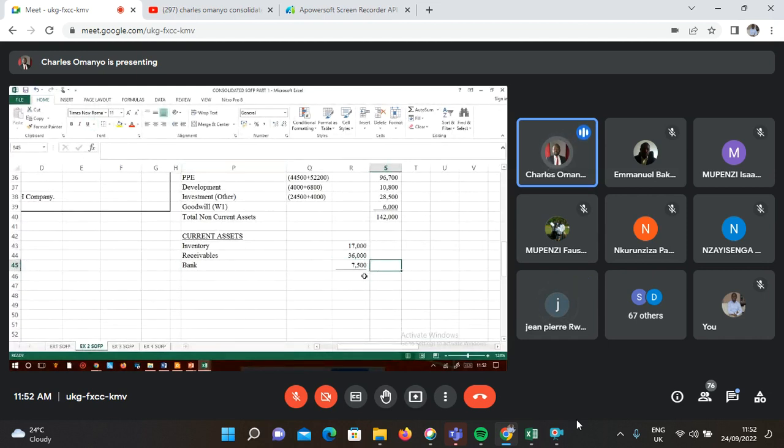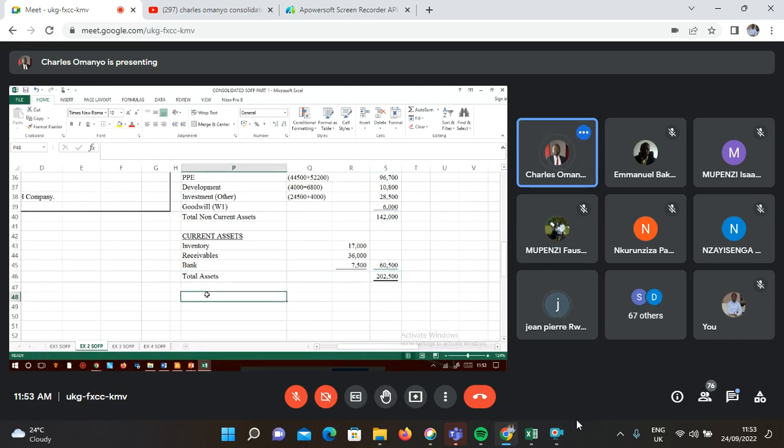According to IAS 1, you don't write total current assets here. You put it beside this value, taking that plus that plus that. The total current assets comes against the last figure there. And then this gives you total assets. Total assets is 142 plus 60,500, which gives you 202.